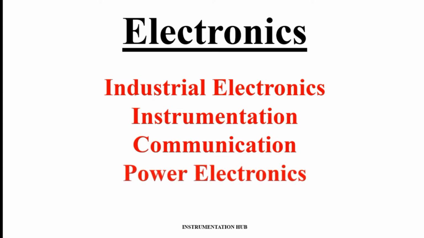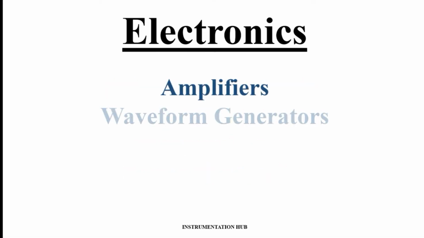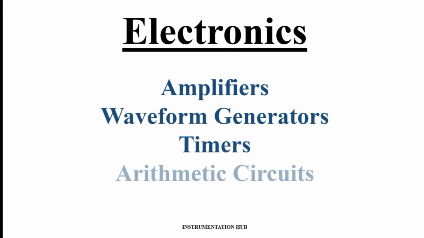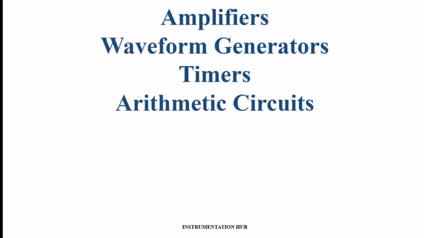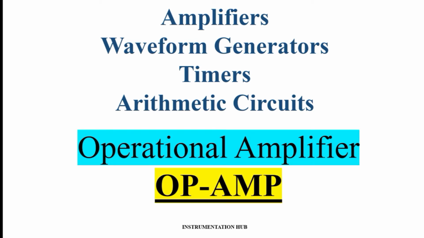And friends, various electronic circuits are used in the applications of these branches, and those applications are amplifiers, waveform generators, timers, arithmetic circuits like adder, subtractor, multiplier, and many more. And you know the one amazing thing: one electronic device which is used to construct all these circuits is the operational amplifier or the OPAMP. And this is the importance of the OPAMP in the field of electronics.